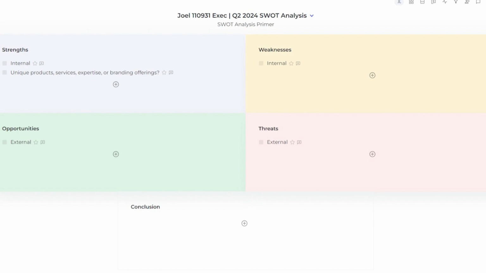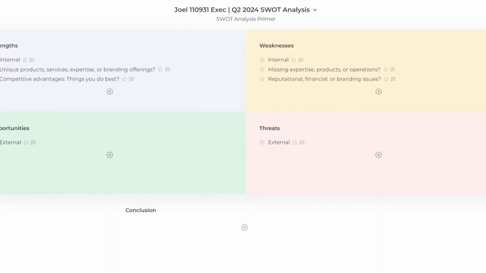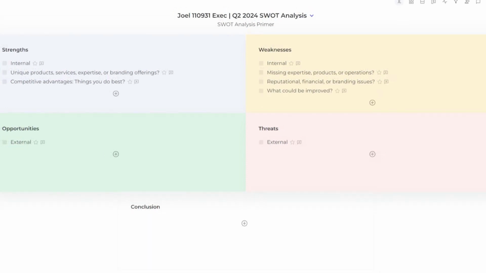Strengths: what unique products, services, expertise, or branding does the company offer? What are its competitive advantages or things it does best? Weaknesses: what is the company missing in terms of expertise, products, or operations? Are there any reputational, financial, or branding issues? What could be improved?